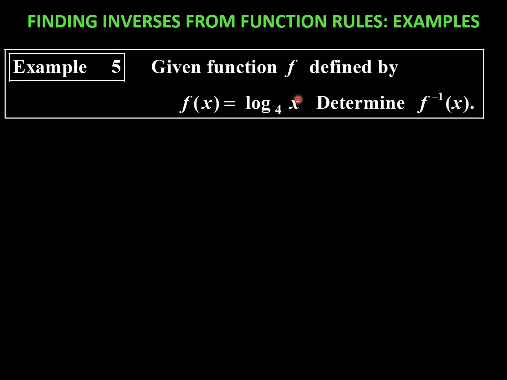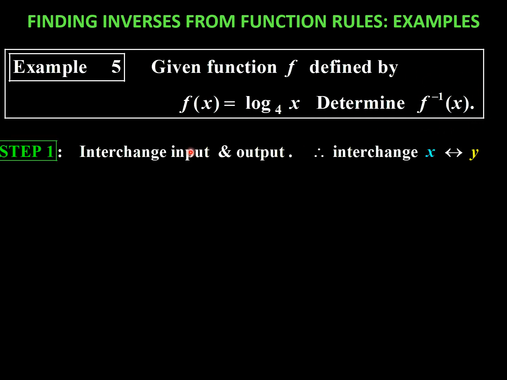In this case, we have a rule f of x equal to log of x to the base 4, and we want to determine the inverse for that rule. Let's start as before. We're going to interchange the x and the y. Let's use the same color coding. So there we've got y, this is given, y equal to log of x to the base 4. And that we now change, that becomes log base 4 of y equal to x. You can also read it like that, log base 4 of y equal to x.